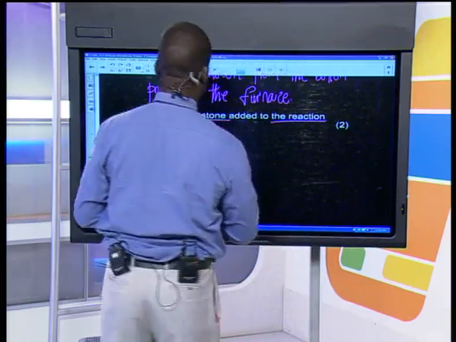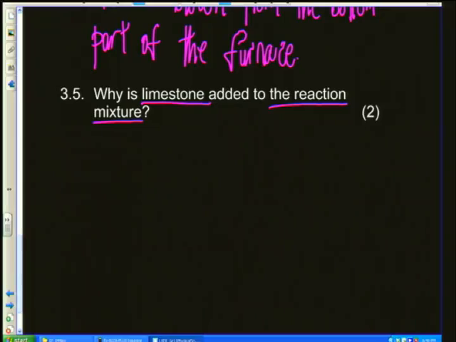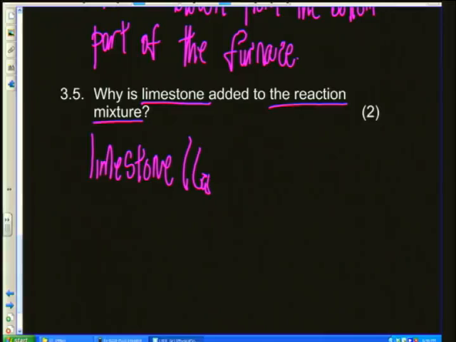So I'm just going to write it. Limestone is calcium carbonate.